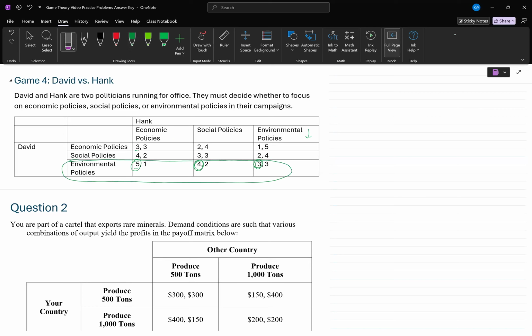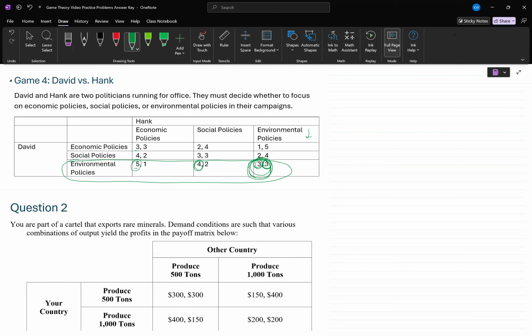policies. Now, Hank, knowing that David's always going to choose environmental policies, wants to compare his payoffs between economic, social, and environmental. And we see that for Hank, when David plays environmental, his highest payoff is from environmental policies as well. And so the Nash equilibrium is when both emphasize their environmental policies for their campaign.